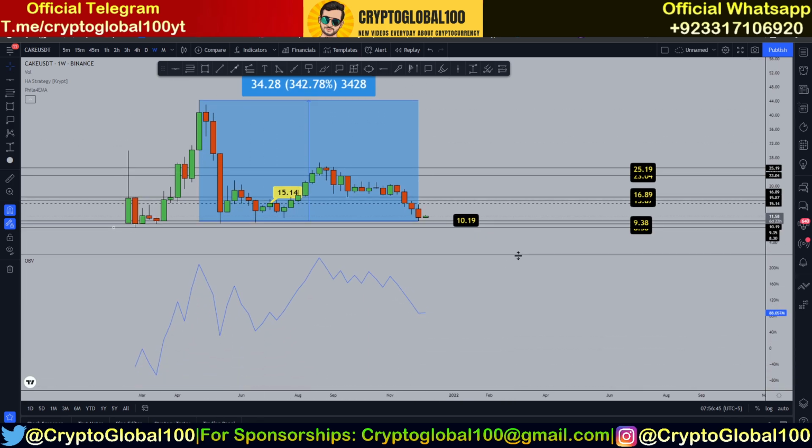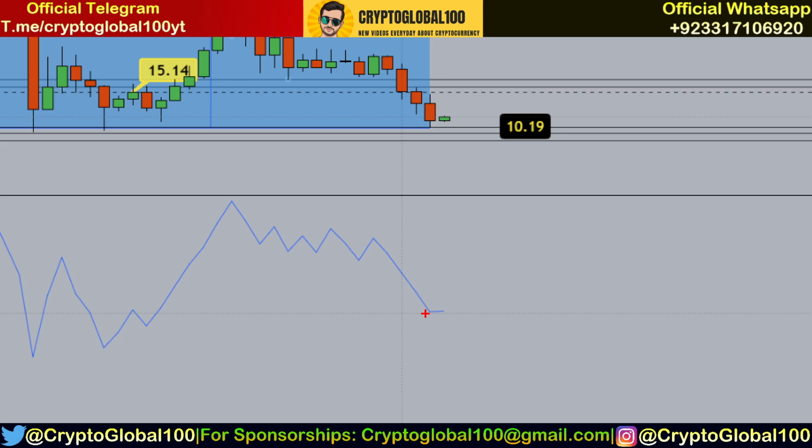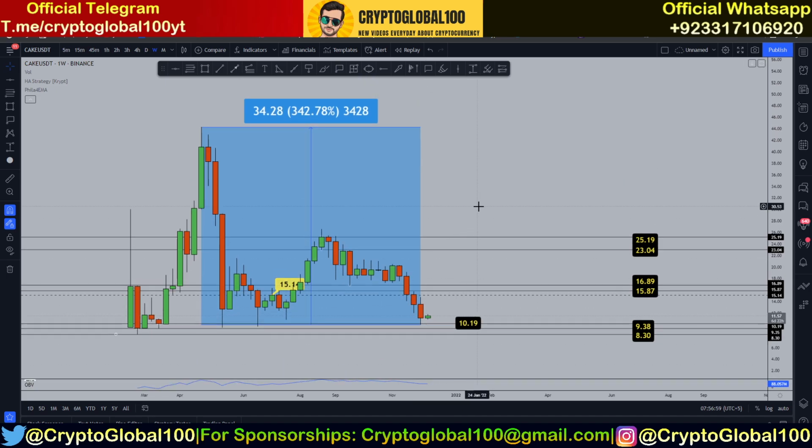If we take a look at the OBV, it has just started to flatten here. We need some flattening, and after that we need some higher lows from the OBV. It has to show good volume, good accumulation volume. Right now we might gonna test these levels. So that is the long-term price prediction of cake.